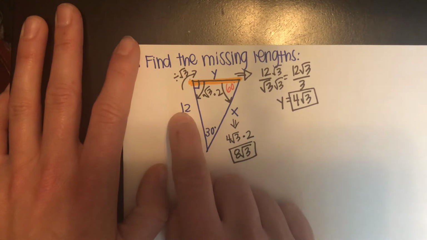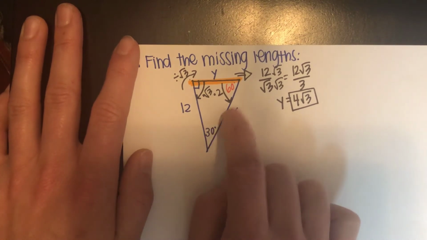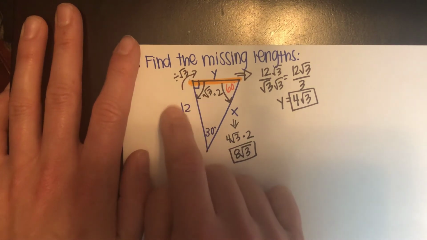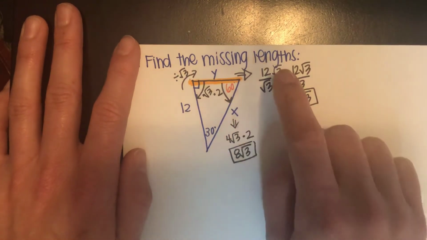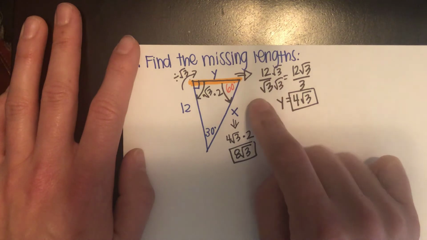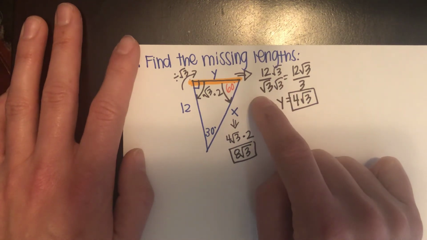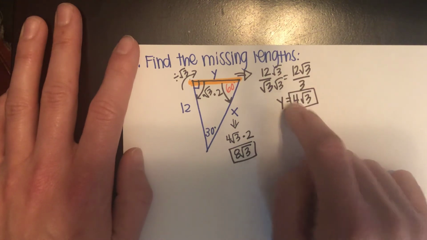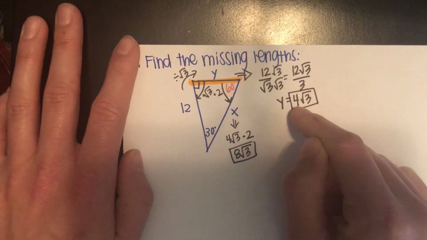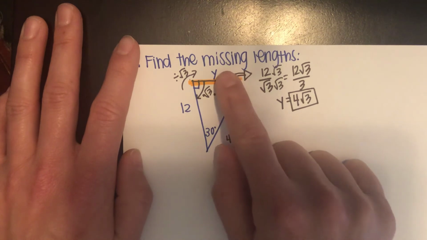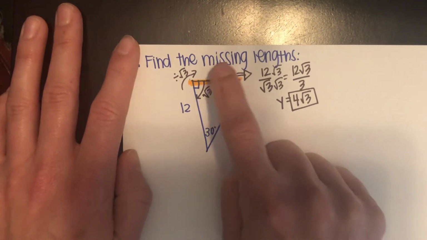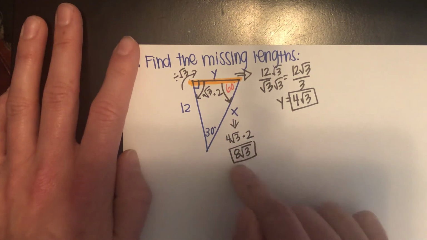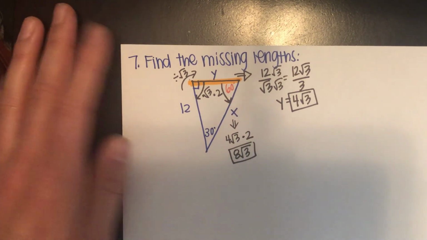So there's no rule to get me from 12 to x, so I'm not trying to get to x. I have to go to y first. So if I'm going to go backwards to y, I'm going to be dividing by square root 3. So I showed that work over here. 12 divided by square root 3, then I rationalize, then 12 divided by 3 gives me 4. So y is 4 square root 3. So my short side's 4 square root 3. So if I want to find my hypotenuse, I take that short side, 4 square root 3, and multiply it by 2. And that's what I showed right here to get 8 square root 3.